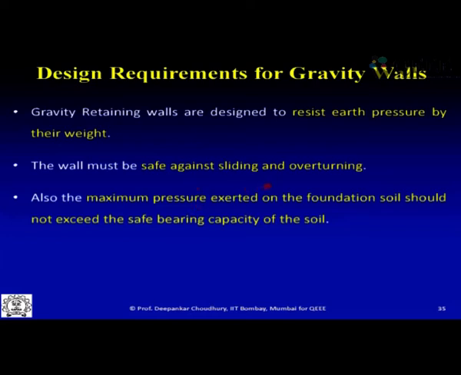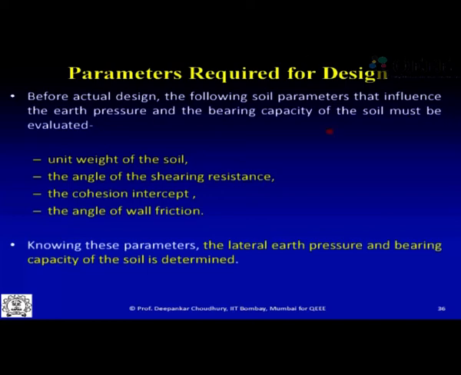The third failure criterion which I have mentioned, that rotational slip, of course is a special case, that only happens if you have a very soft layer in between or within a finite depth from the base of the retaining wall. That is not always, so that's why it is not commonly mentioned in many books or even many lecture slides. So what are the parameters required for the design? For actual design, these are the information you should have with you: unit weight of your backfill soil, angle of shearing resistance, the cohesion intercept or C value, and angle of wall friction.